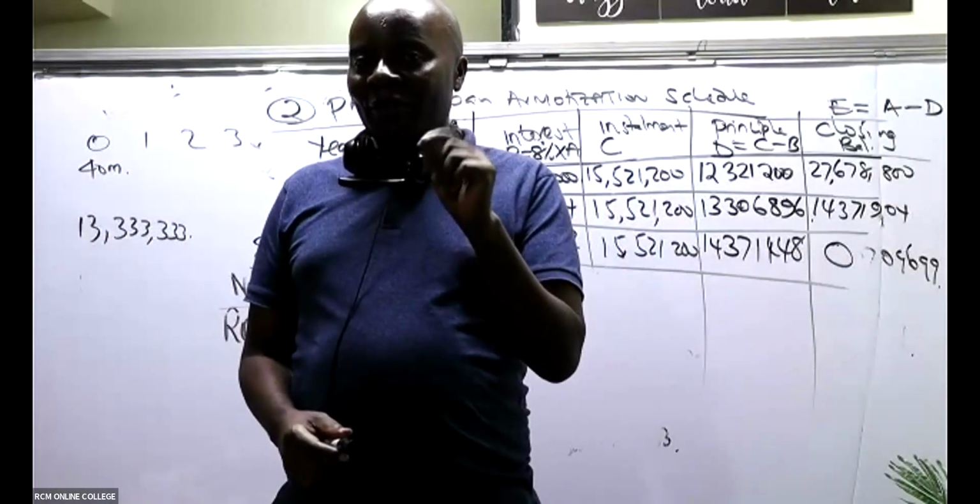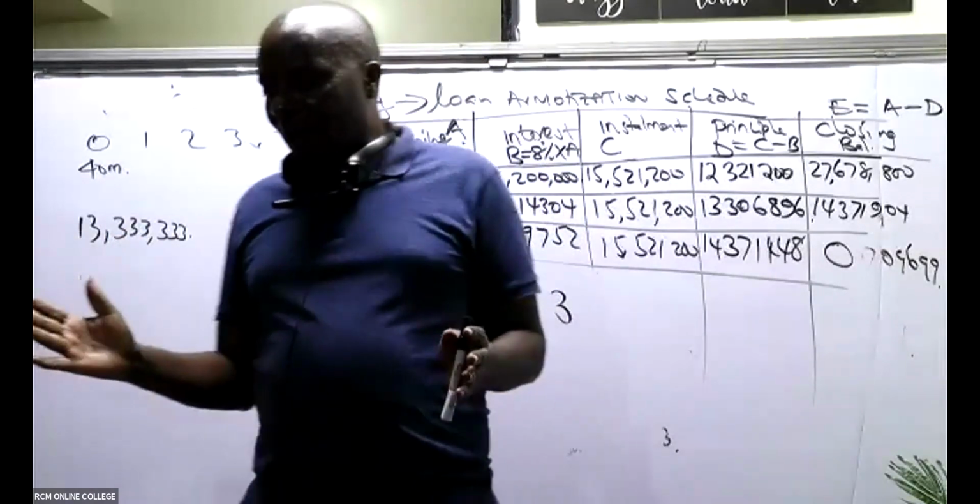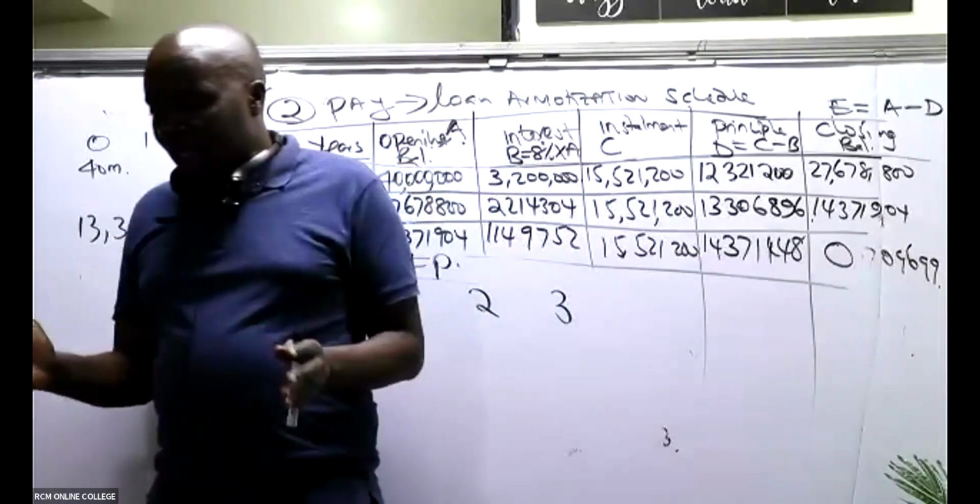Selling price is the same as fair value, 40 million. Then you less the carrying amount. That's how we got that 26.